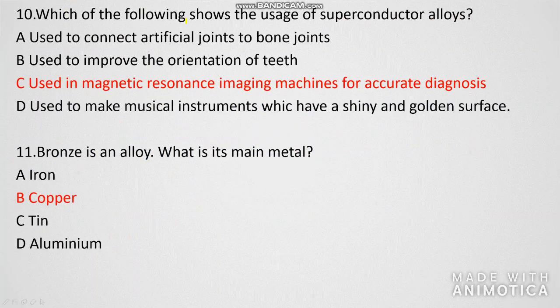Next, which of the following show the uses of superconductor alloy? Apakah kegunaan superconductor alloy? The answer is C. Used in magnetic resonance machine for accurate diagnosis. Okay, bronze is an alloy. What is its main metal? So bronze ini composition dia ialah copper dan juga tin. Tapi copper ini dia ada 88% dan tin cuma 12%. So the main metal is copper.